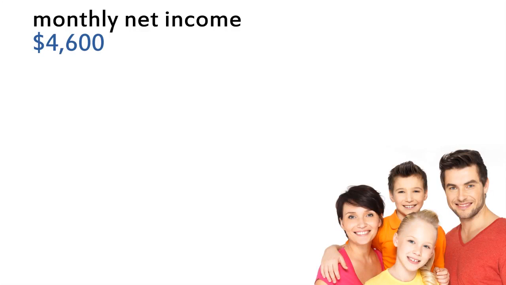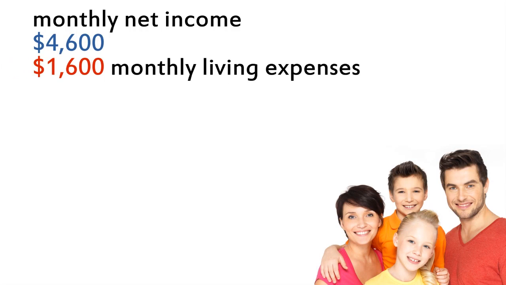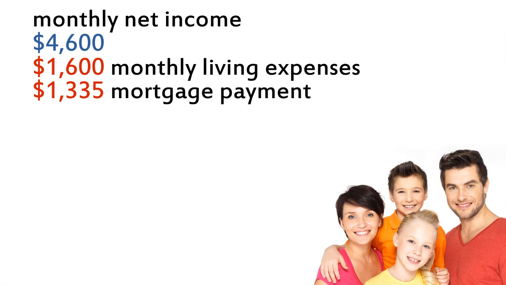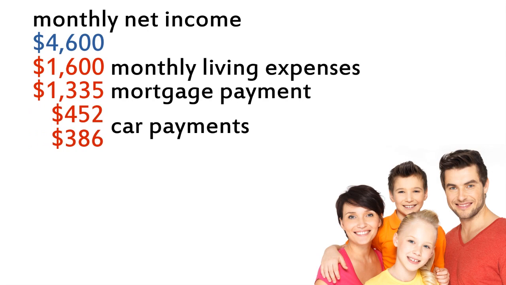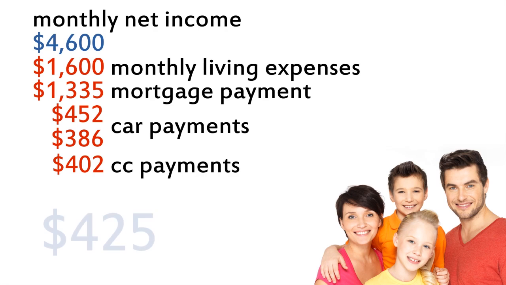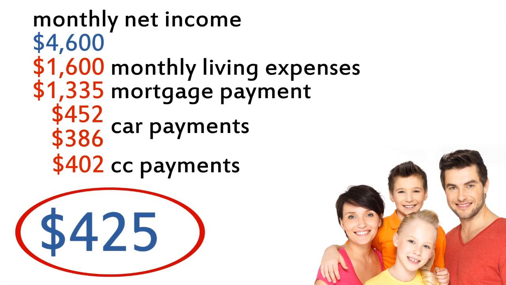To do this, let's take another look at the Fortunato numbers. Now, you've seen these before. They have the $4,600 in net monthly income, $1,600 in monthly living expenses. They have their mortgage payment of $1,335, and they have their two cars, each with a payment of $452 and $386 each month. And finally, they have their credit card payments totaling $402 each month. This leaves them with $425 left over.